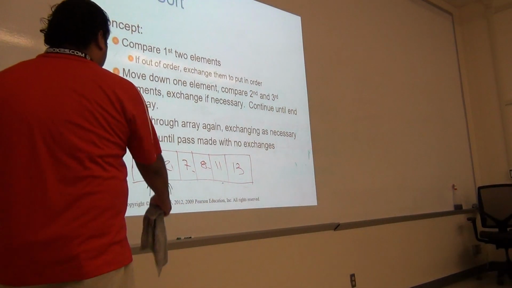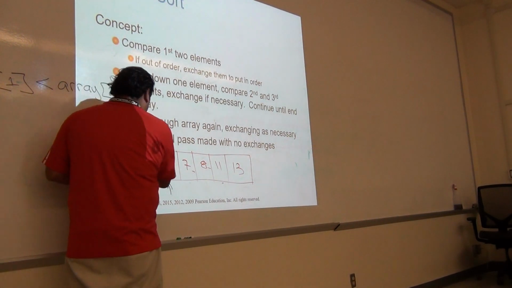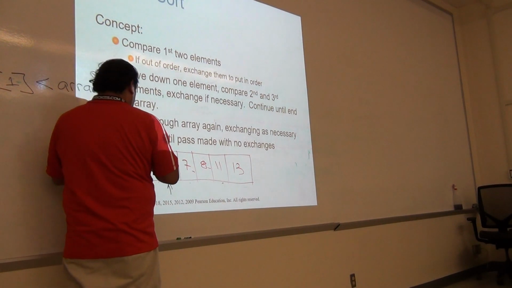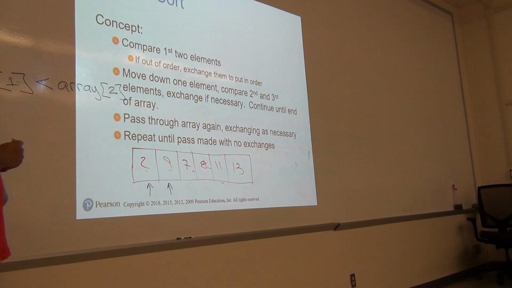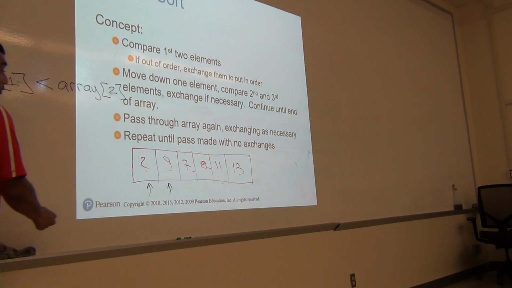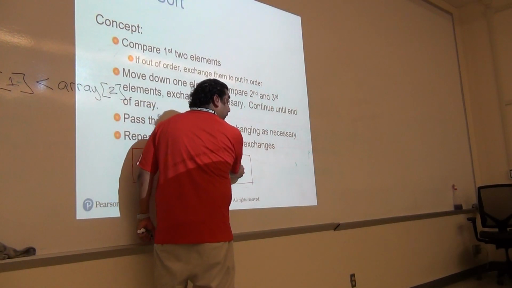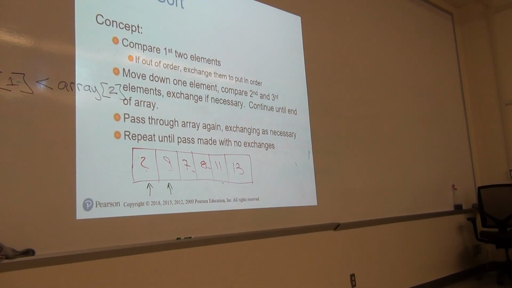Right? So here, are they in order? No? Question? That was a 9 and a 2, right? A 9 and a 2. So notice, this is why they call it the bubble sort. We have to bubble those larger values up. It's kind of a laborious process. Not very efficient.